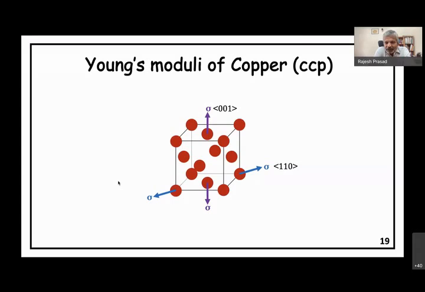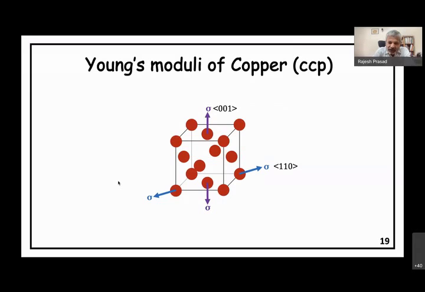And if you look carefully, along 001, the atoms are separated by a distance a, where a is the edge length of the cube or lattice parameter. But along the 110 direction, along the face diagonal, they are separated only by a by root 2. So atom to atom separation in the direction of loading is different in the two directions. Why should the Young's modulus be the same in two directions? And it turns out that actually they are not the same. Finally, you are stretching the copper-copper bond, and the forces between the atoms will depend upon the separation of the atoms. And if the separation of atoms is different, we expect the moduli to be different.